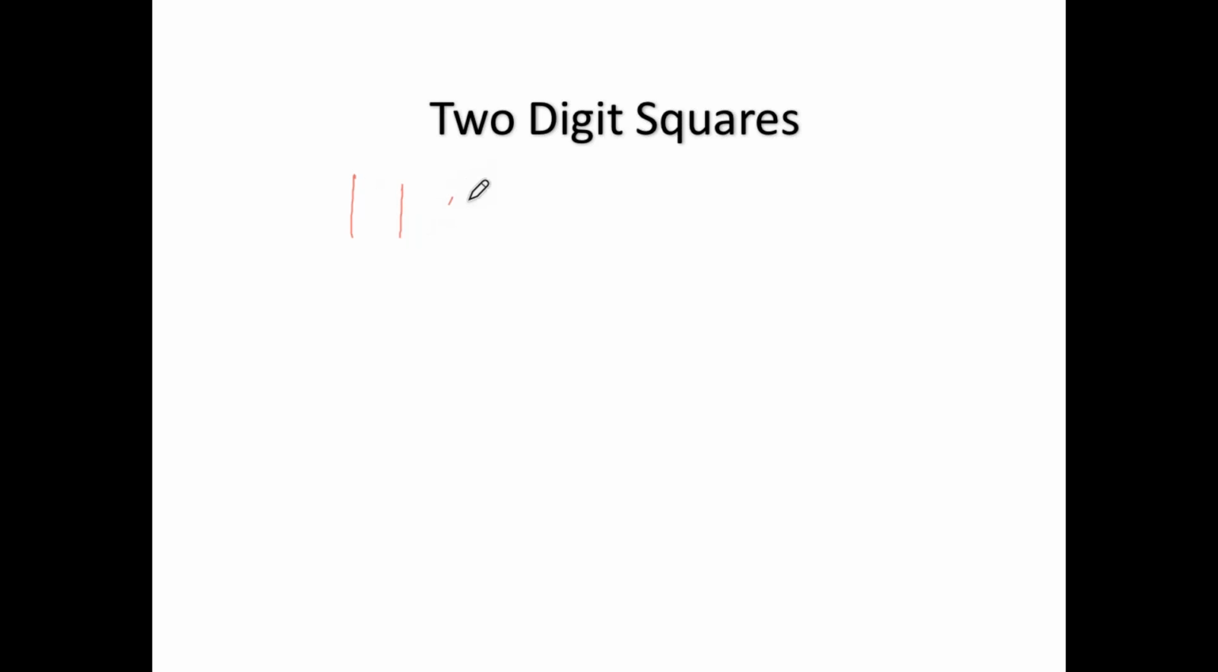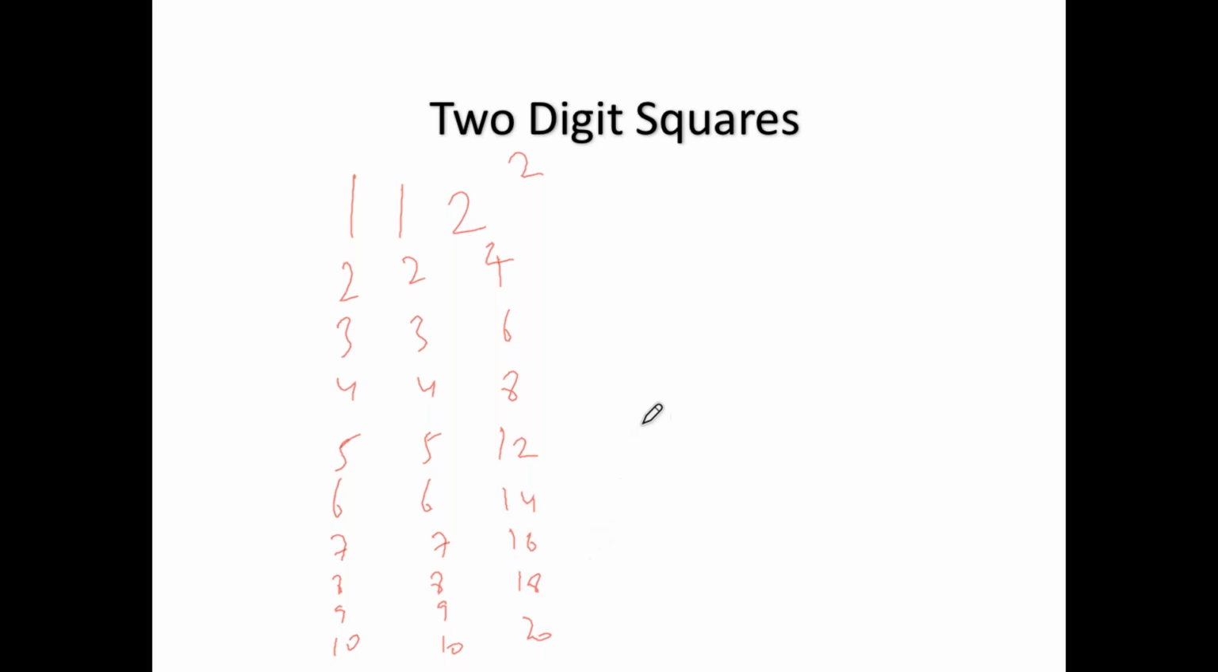For example, 112 square. What would we do? We'll write the table of 1, 1, and 2. One's table is 1, 2, 3, 4, 5, 6, 7, 8, 9, and 10. Again, one's table is 1, 2, 3, 4, 5, 6, 7, 8, 9, and 10. And 2's table is 2, 4, 6, 8, 10, 12, 14, 16, 18, and 20, right? So 112 ones are 112, 2's are 224.